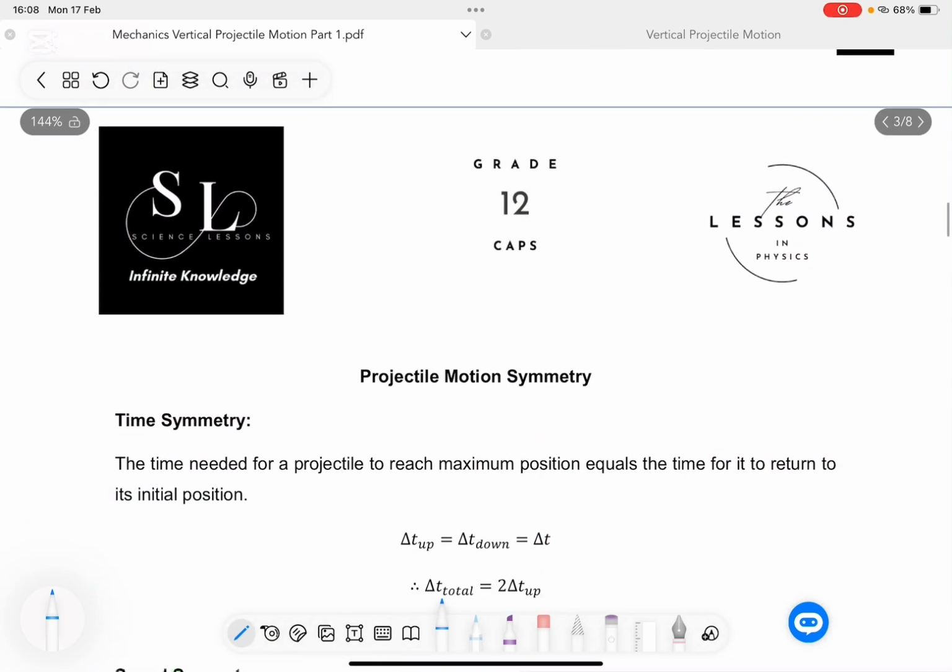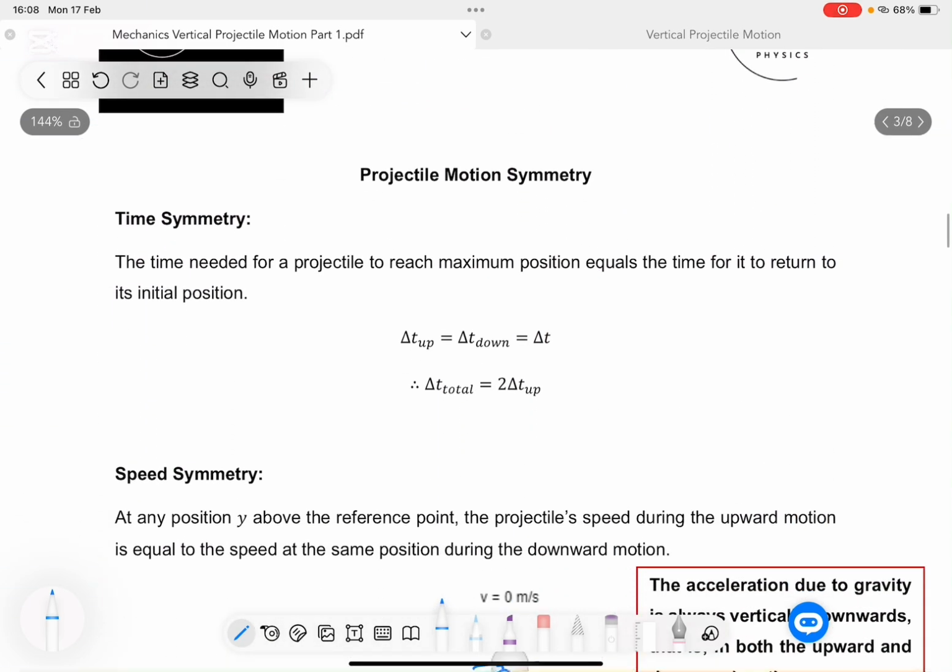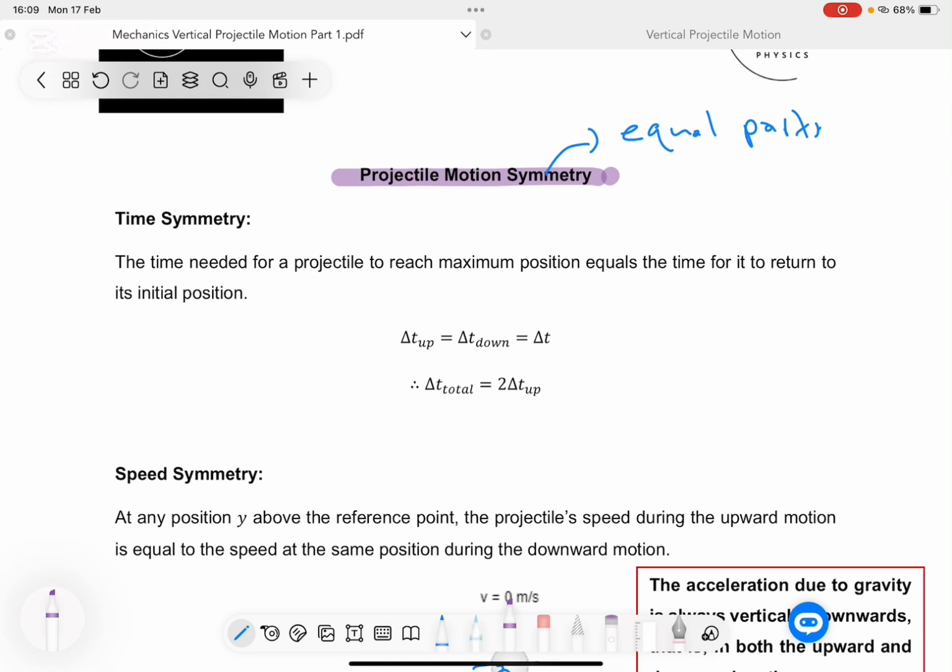The other unique thing that we note with projectile is what we call symmetry. Projectile motion is symmetrical. Remember, the word symmetry would mean that if we have equal parts, if we can cut something into equal parts, right? That's what symmetry would mean. Now, in projectile motion, we have what we call time symmetry.